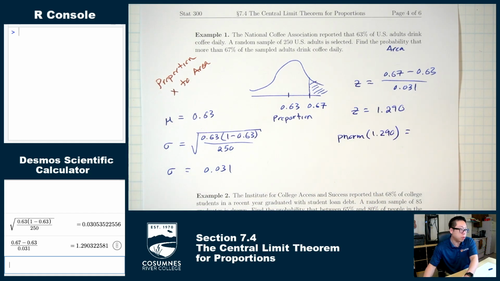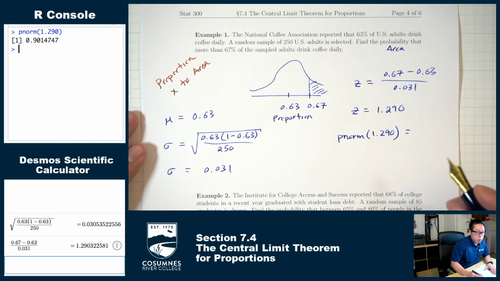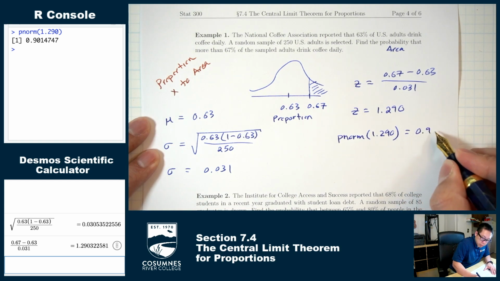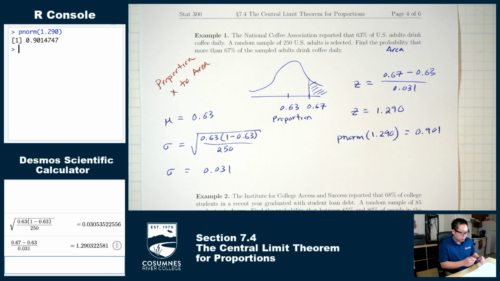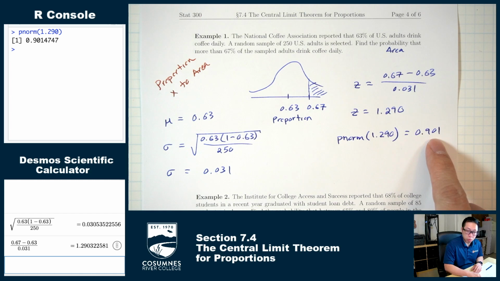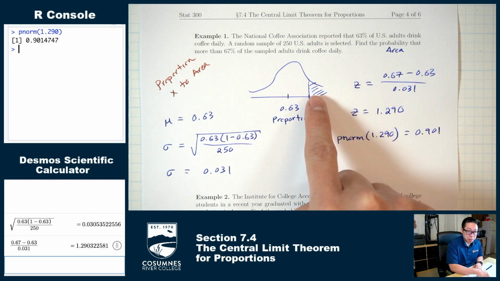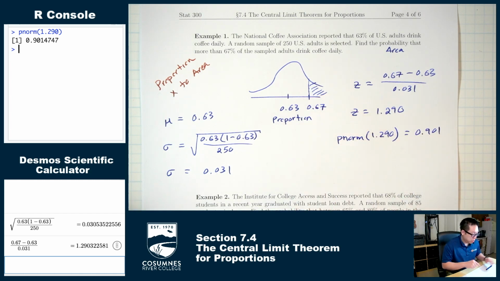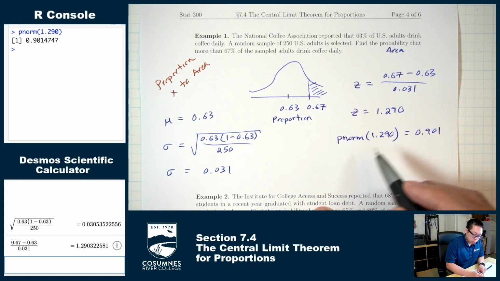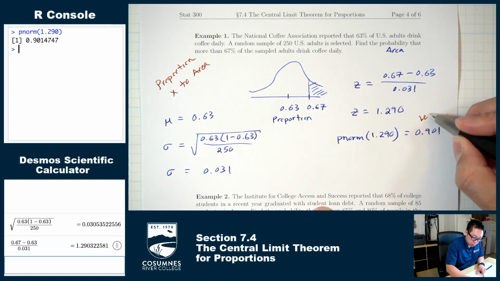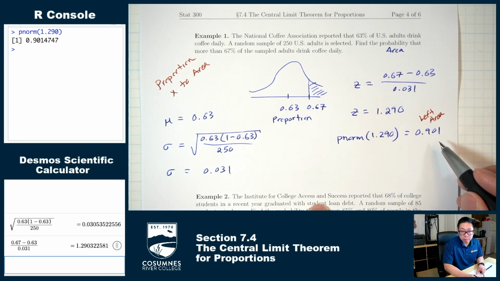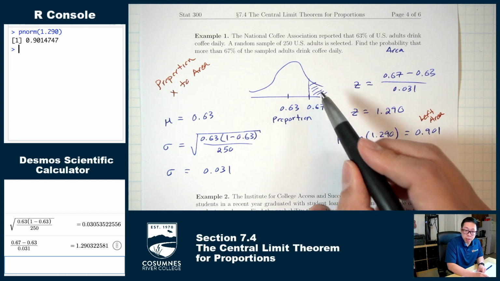So pnorm in R, 1.290, gives 0.901. Okay, is that my answer? It doesn't look like my answer, right? Because that's 90.1%. That looks like a large area, but the shaded area should be pretty small. Remember, the way pnorm works is you feed it a z, it spits out the left area. Are we looking for the left area here? No, right? We're looking for the right area.